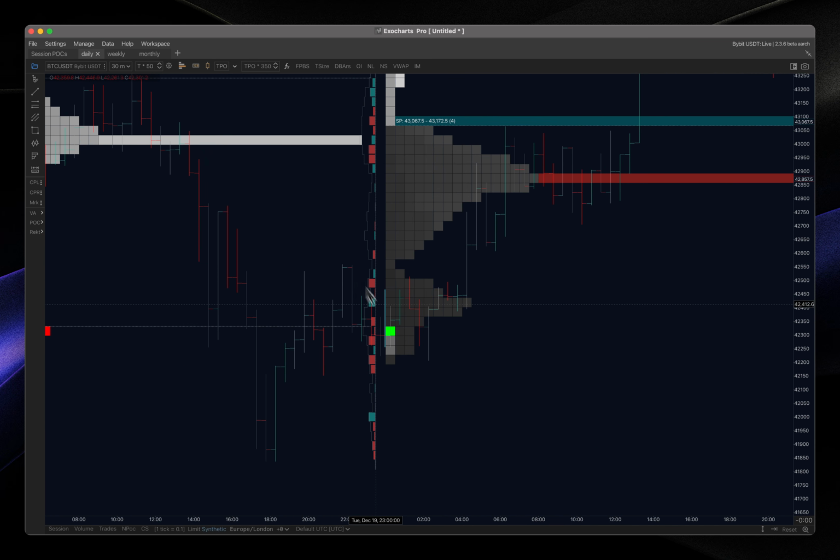I'll explain what it is. It's literally the first hour of price action, two 30-minute candles. You can expand it if you want. I do use initial balance actually within session POCs, which I'll discuss in a second. But generically, I don't look at this.